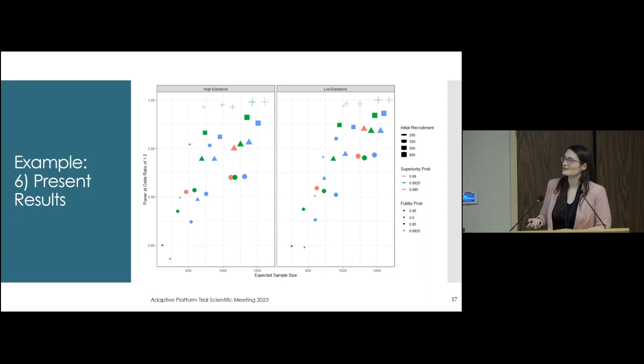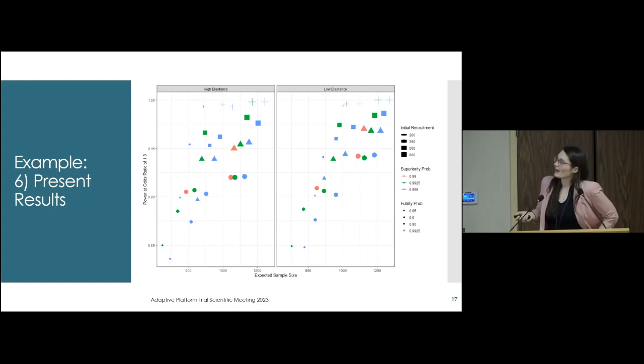So really, these are the designs that allow us to have good control of type 1 error, but still have reasonable sample size and power. What we're looking for is designs on the left-hand side of this plot. And this is the same design across the two plots. You can see this small triangle is on both plots. So we're looking for ones that are on the left-hand side in both plots.